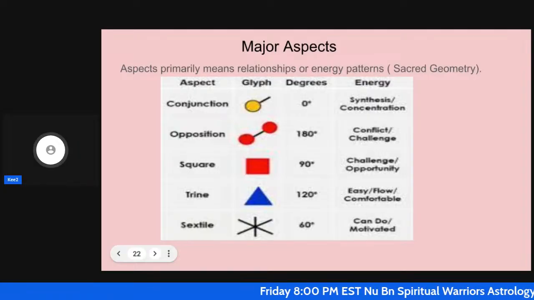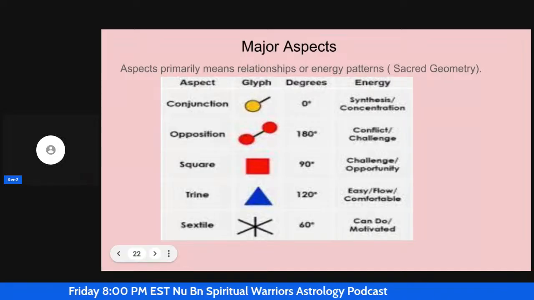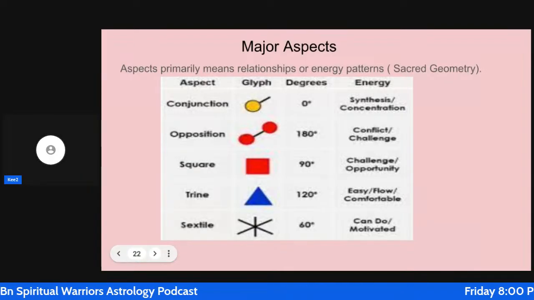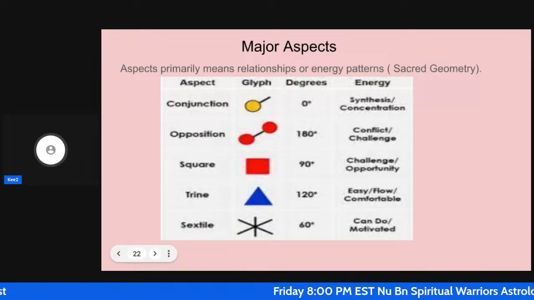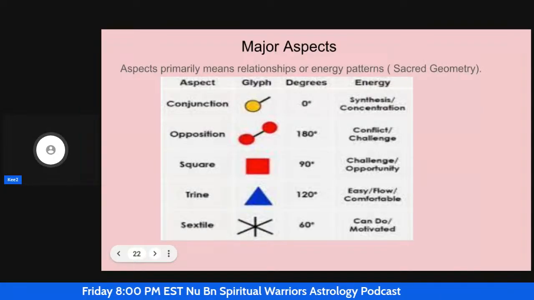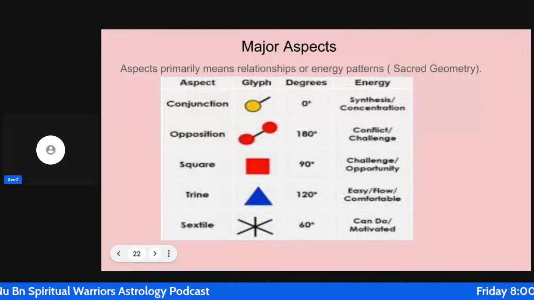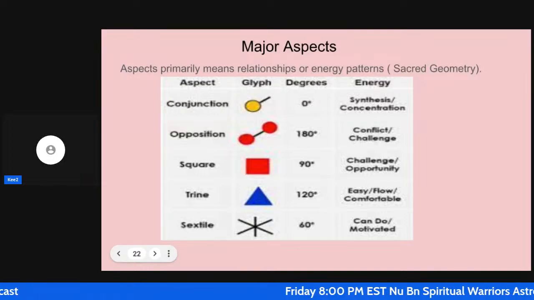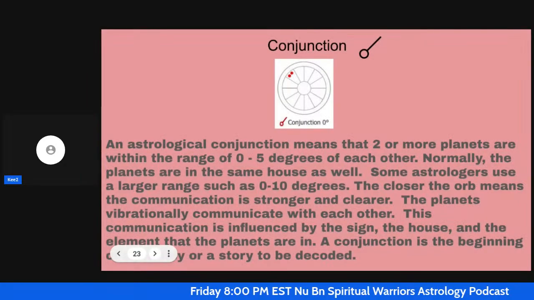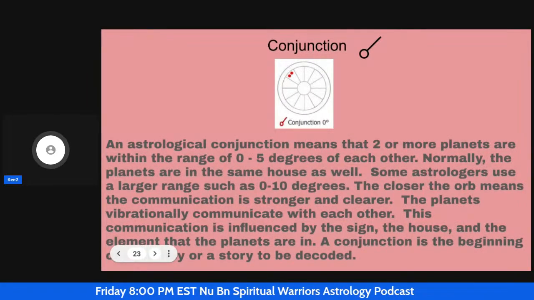The next tools that you need to be familiar with are aspects. They will also help in scanning quickly or decoding a chart without going into a detailed analysis. Aspects primarily means relationships or energy patterns, and often it relates to sacred geometry. Let's begin with the conjunction.